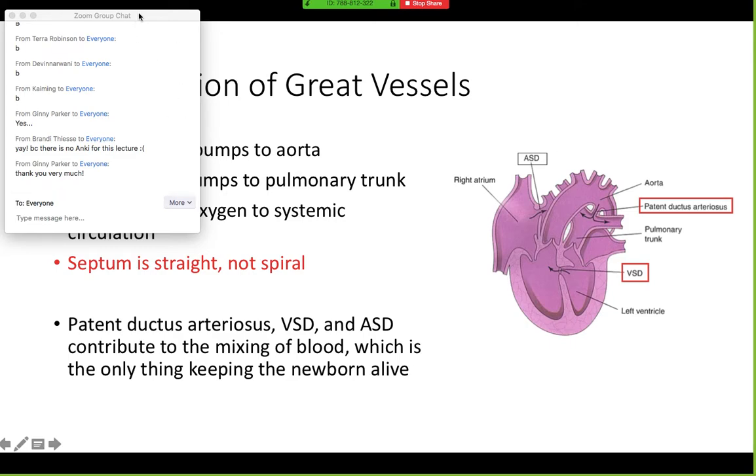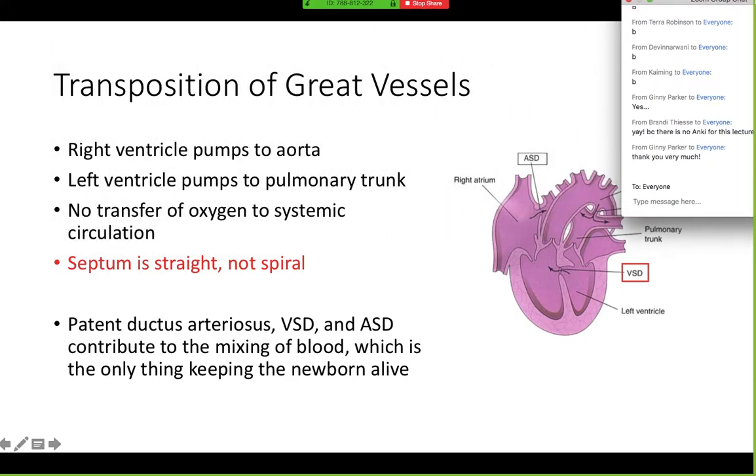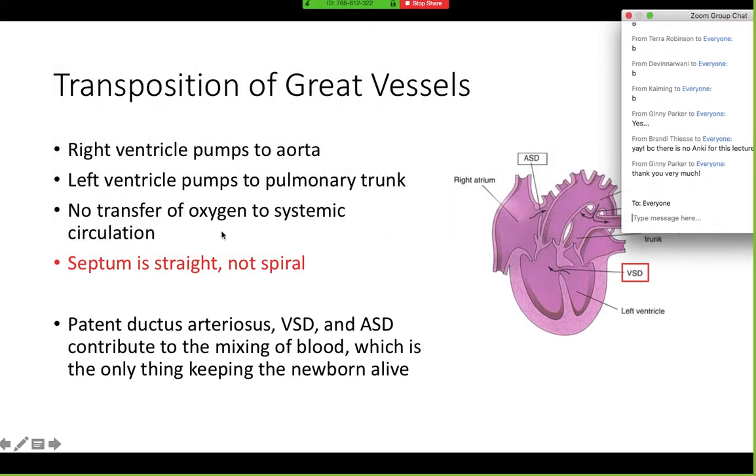And then here we have transposition of the great vessels. So this one is pretty easy to understand. So the septum is going to be straight rather than the spiraling of the aorticopulmonary septum that we talked about. So basically your two outflow vessels are positioned over the wrong ventricle.